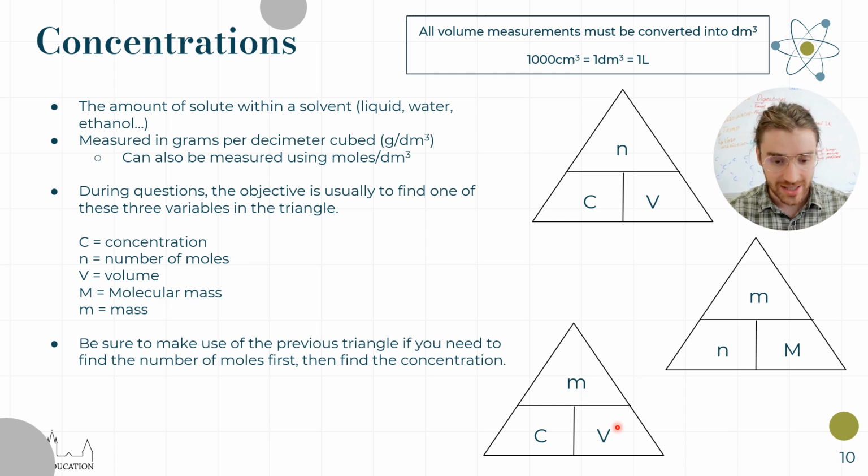You follow the same steps. You have to just write down what they have given you, with the symbols. You're going to do your conversions. If it's a volume and it's in centimeters cubed, you're going to put it in decimeters cubed. If it's in kilograms, you're going to put it into grams. And then you're going to calculate what you need or whatever you can. So let's do an example of a concentration calculation.